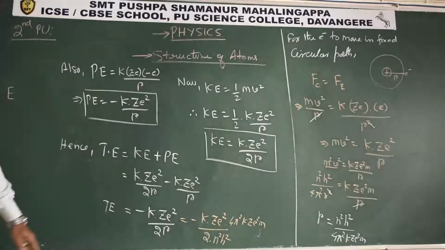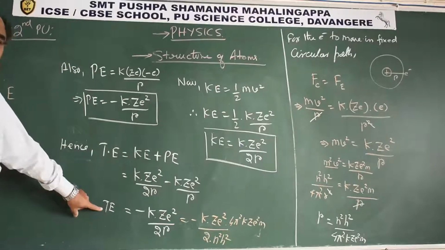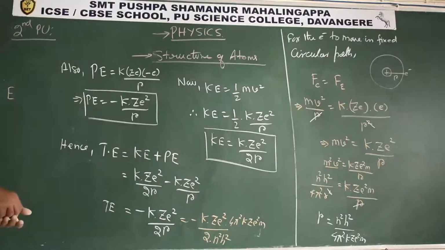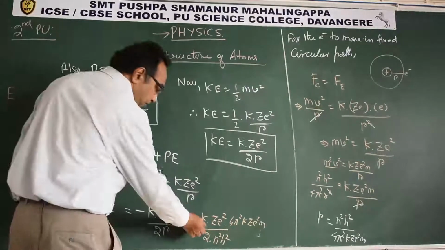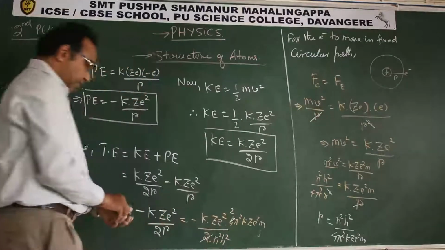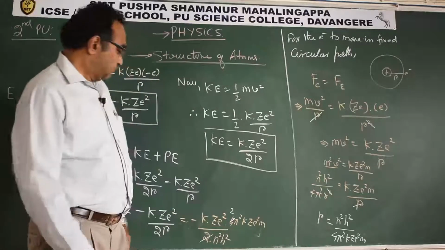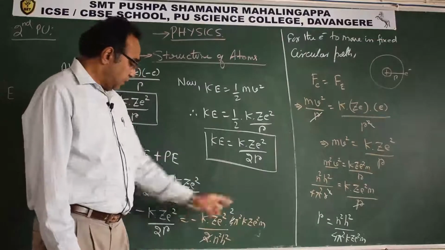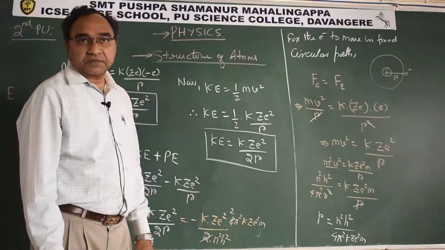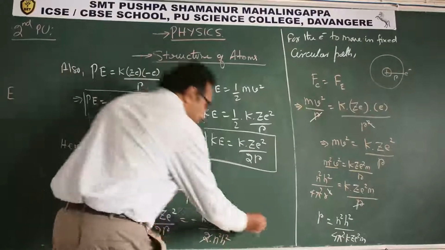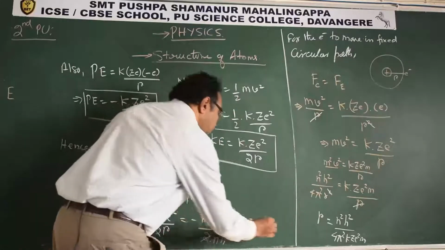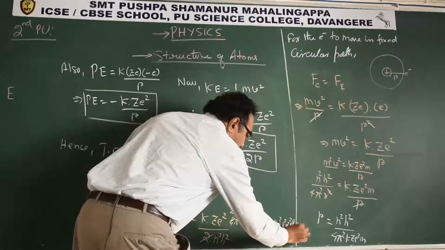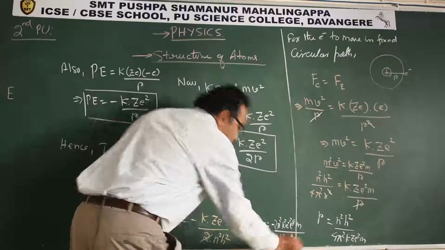Observe here. What are we getting? Total energy. You see here, everything is a constant. You can cancel the 2. You get 2 pi square k square Z square e power 4 m by h square n square. Isn't it? What you are getting? Minus 2 pi square k square Z square e power 4 m by h square n square.